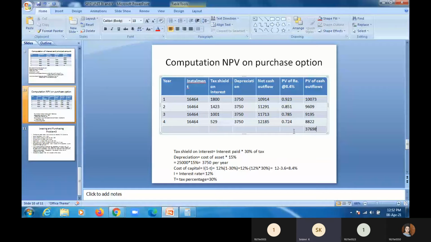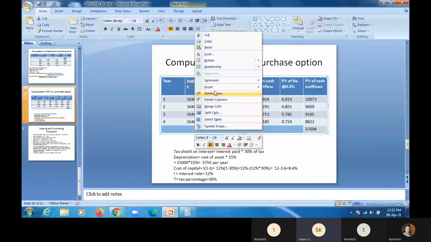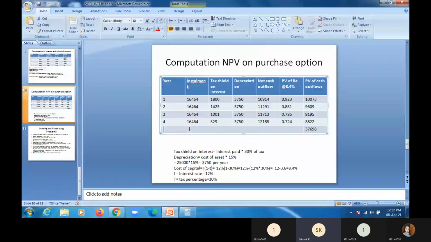So this is called as what? Present value of net cash outflow.